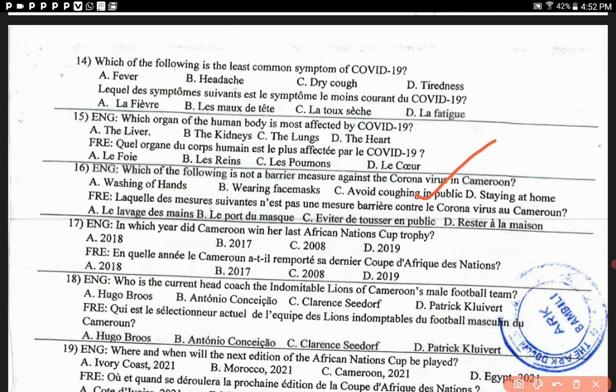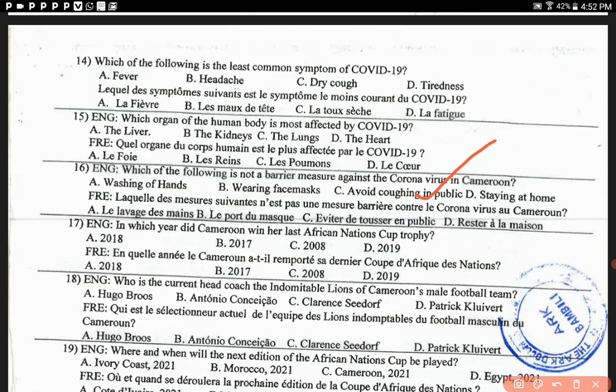Because washing of hands, wearing of face or nose mask, and staying at home are barrier measures. But when you have already left your house, there's no measure like avoid coughing in public. Coughing is an involuntary action. Nobody likes to cough, and there's no way that when a cough is coming, you are going to avoid it. Or if you are coughing, you have to stay in the house.